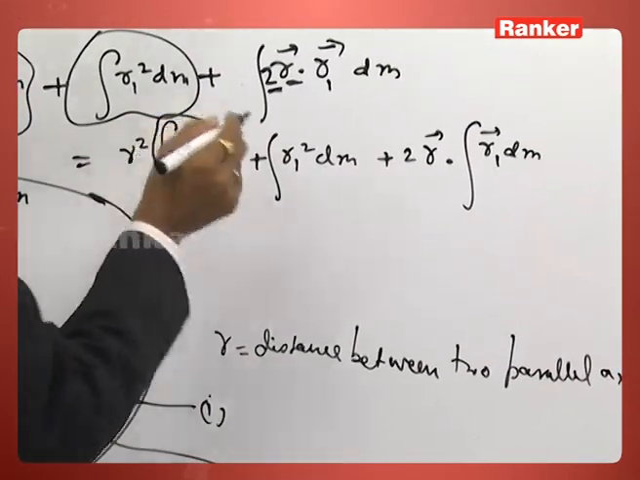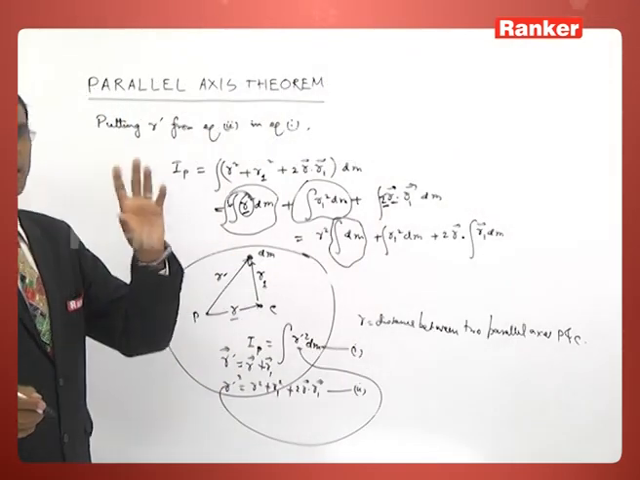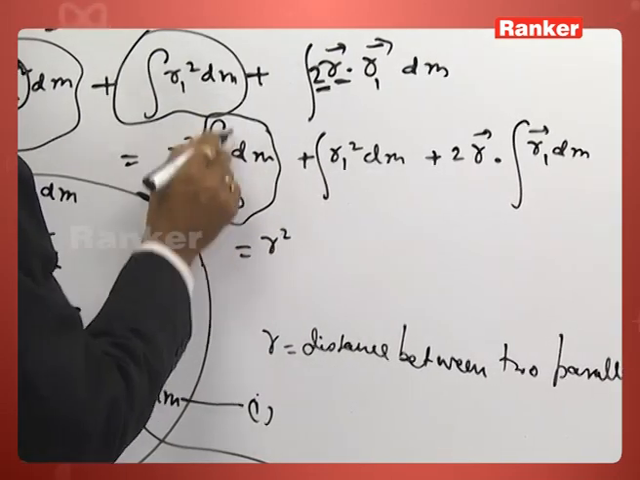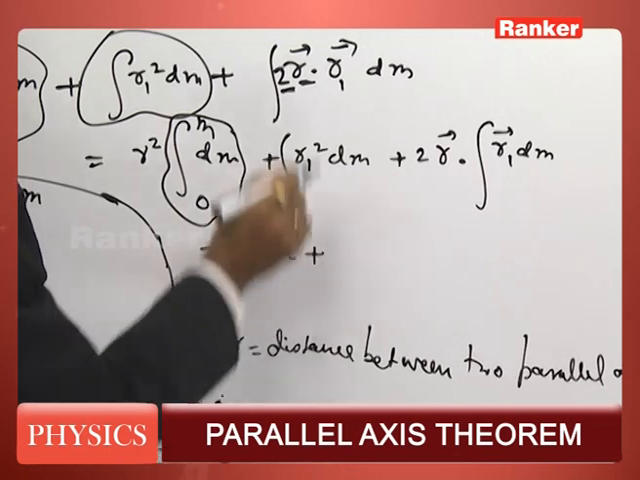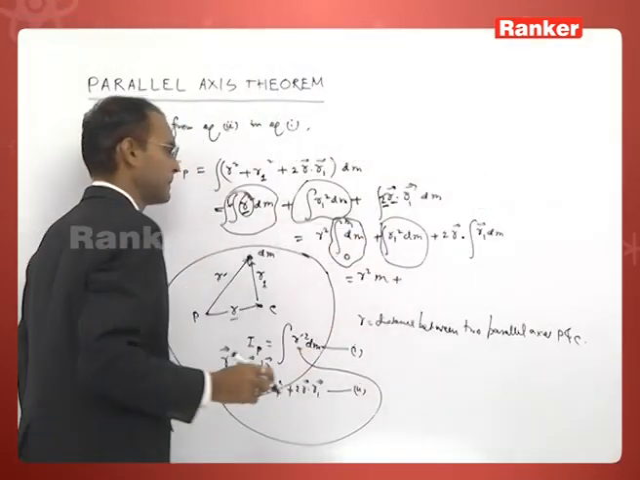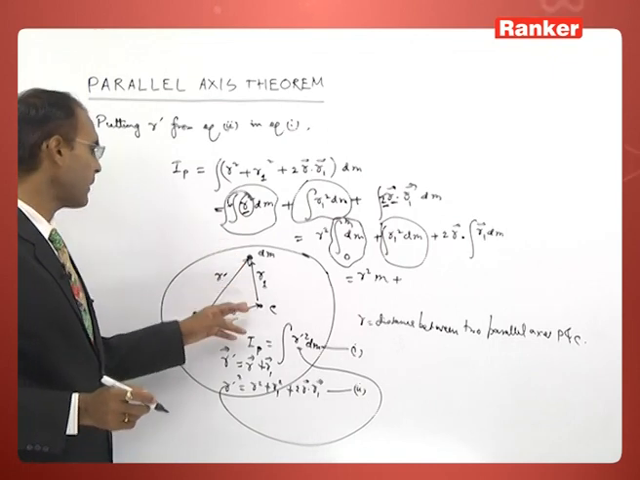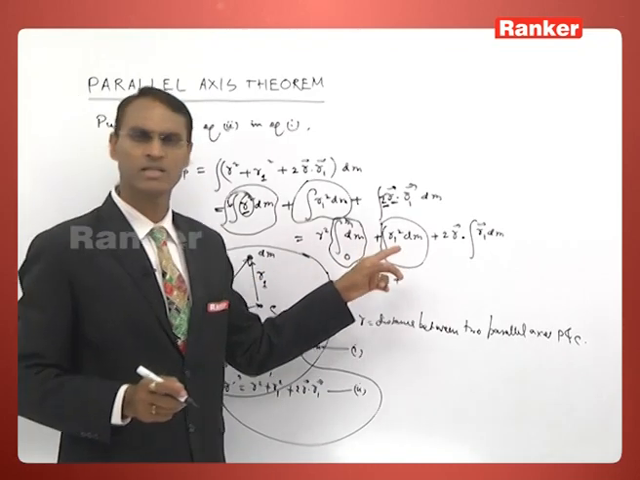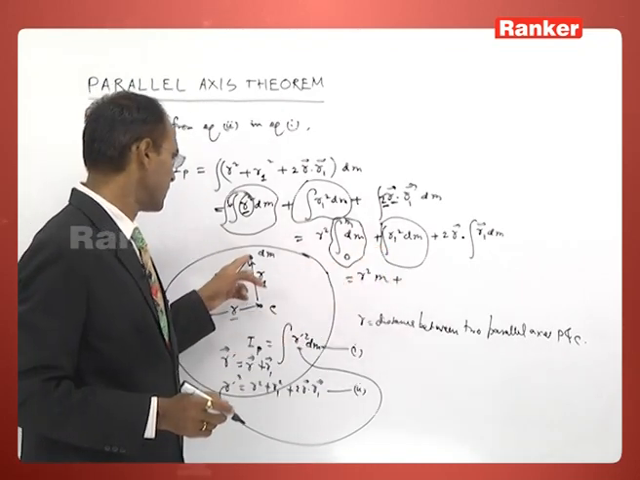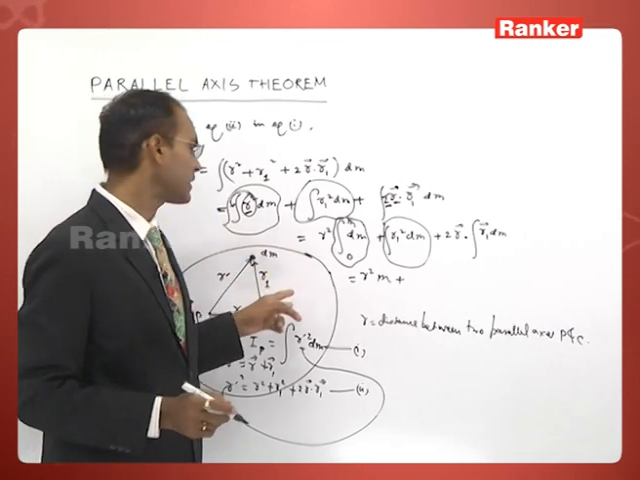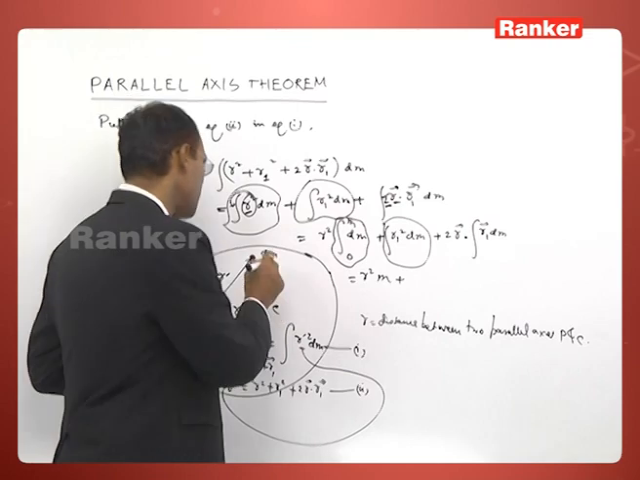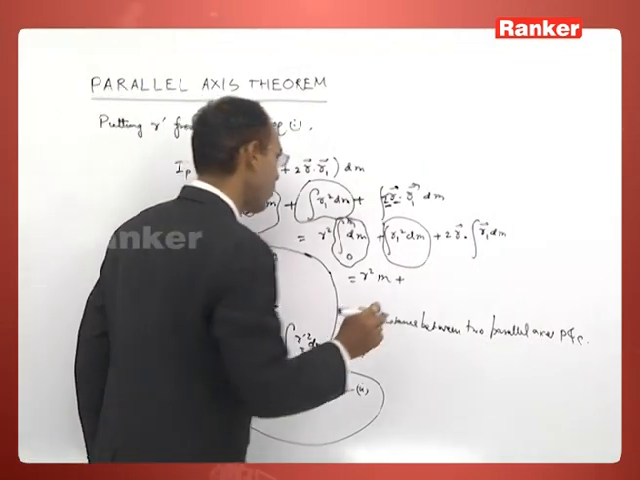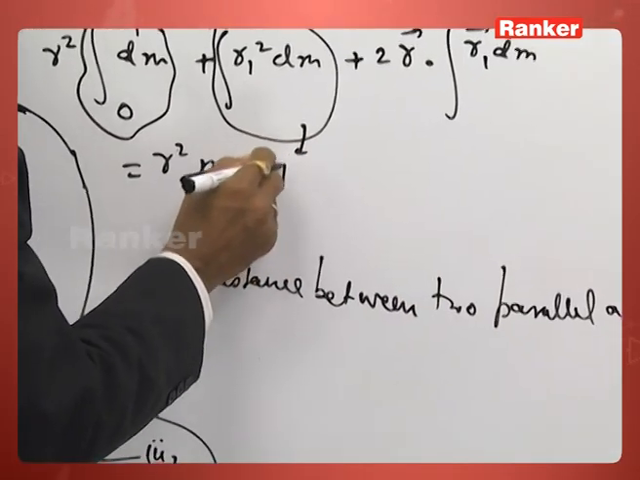And this term gives us the total mass of the rigid body. Let it be m. And this term gives us the moment of inertia of the rigid body about the central axis, about the center of mass axis, because r1 is the distance of the element of the rigid body, that is dm, with respect to the central axis or center of mass axis. Therefore, we can write it IC.